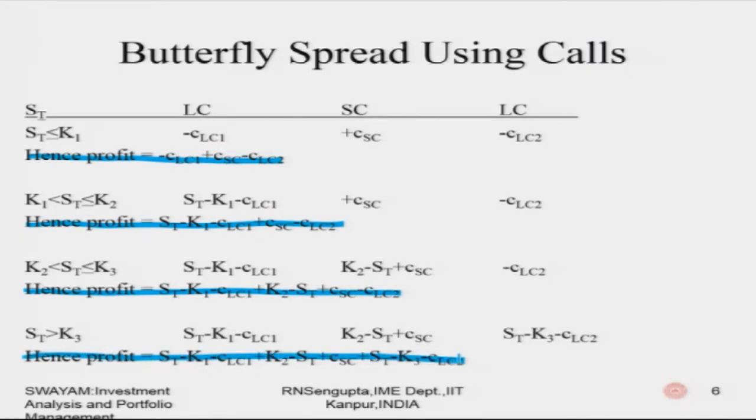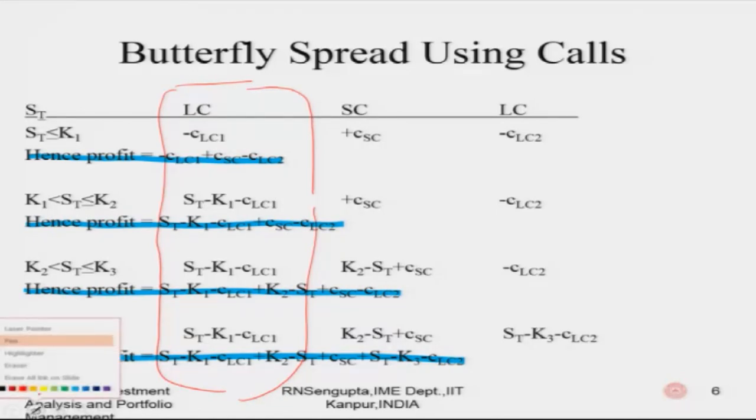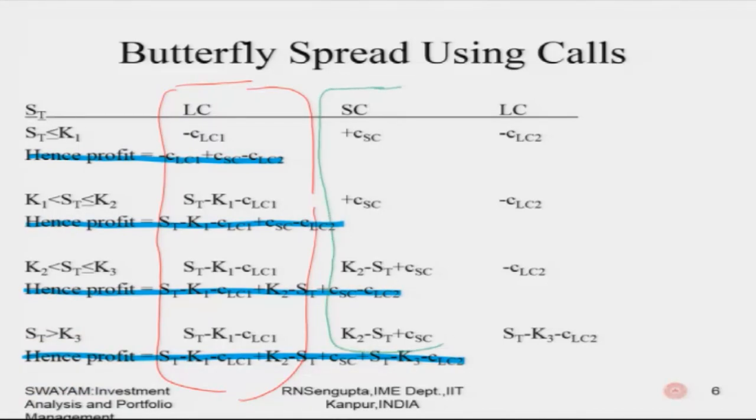I have written each term separately and in detail, depending on what you consider: long call with a strike price of K1. This column, the first column. The zeroth column is the ST, which is the strike price. The second one is a short call. This is basically the profit. These portions, this one, this one, this one and this one. Similarly, for the long call, for the price being K1, these were the values.